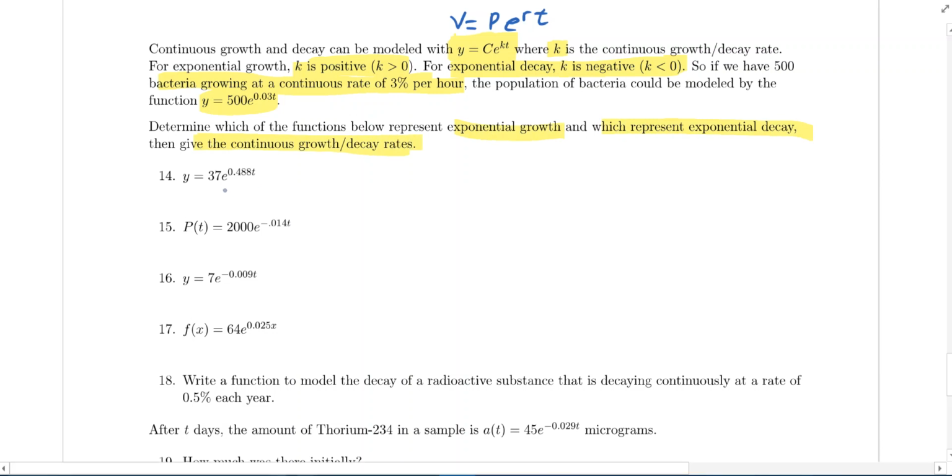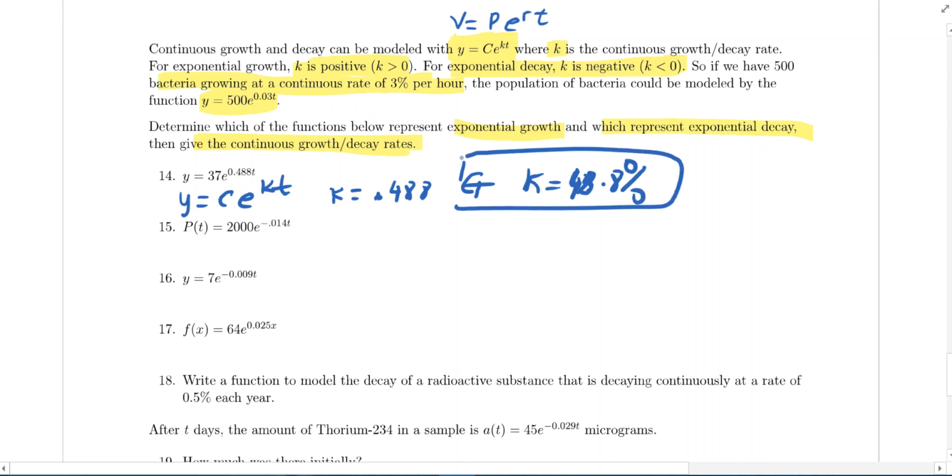So for this one, you notice that it is Y equals C times E to the KT, where K is 0.488, so it's positive, so this means it's growth, with growth rate K, it's this, right? So this is in decimal. To transform it into percentages, you move the decimal 2 places, so 48.8%. Okay, so growth, because K is positive, and then in percentages 48.8%.